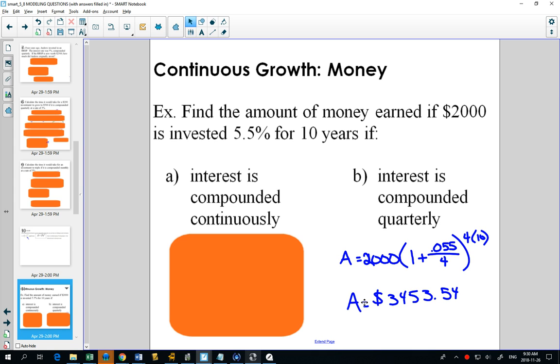If you're only being paid interest 4 times a year, you make $3,453. This is getting paid interest all the time. How much money do you think is going to be on this side? You think only $1 more? You think $100 more? How many people think like more than $1,000 more? Yeah? Okay.